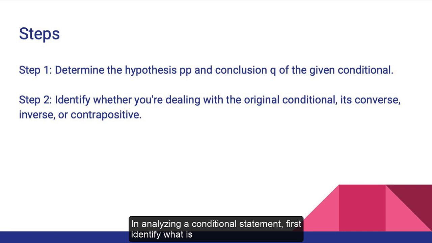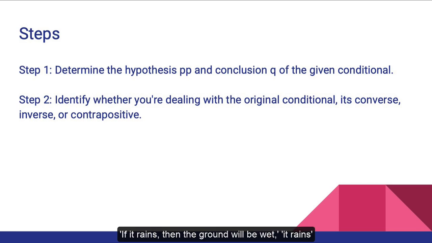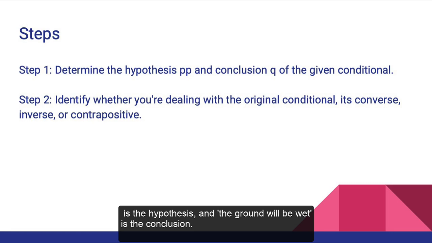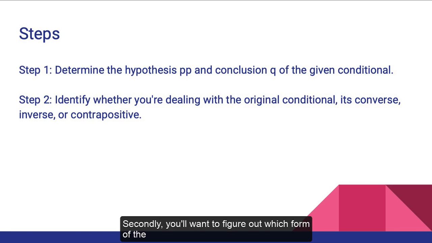In analyzing a conditional statement, first identify what is the hypothesis, often denoted as P, and what is the conclusion, or Q. For instance, in the statement, if it rains, then the ground will be wet, it rains is the hypothesis, and the ground will be wet is the conclusion.